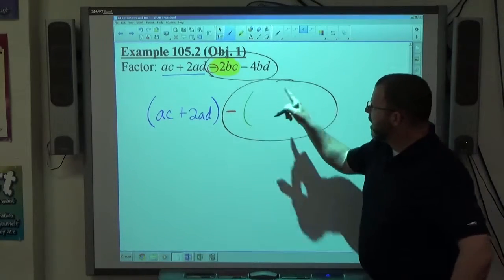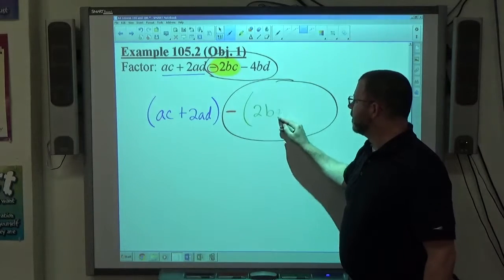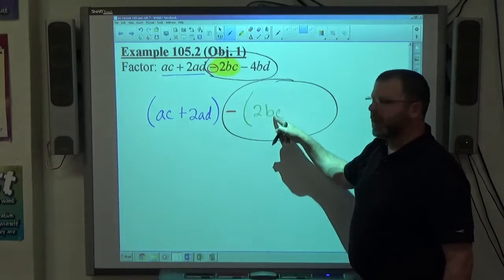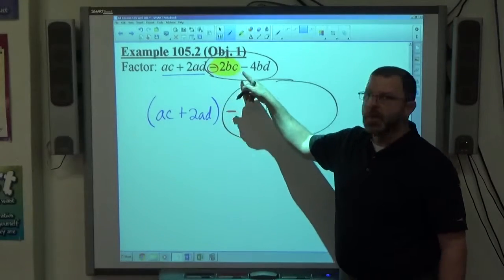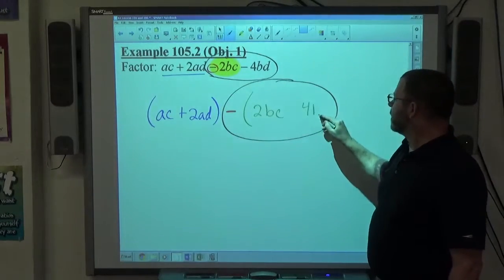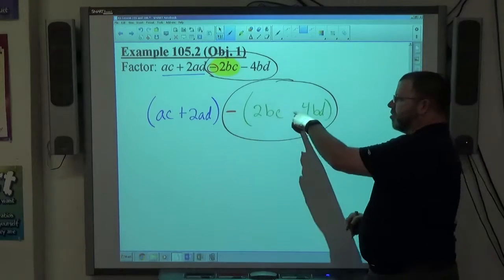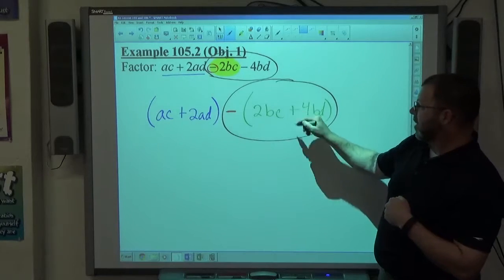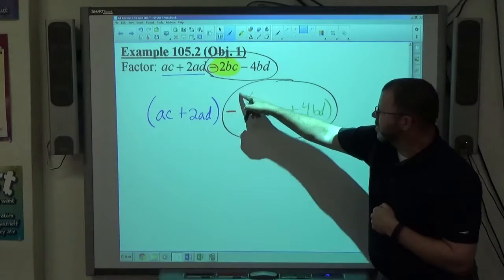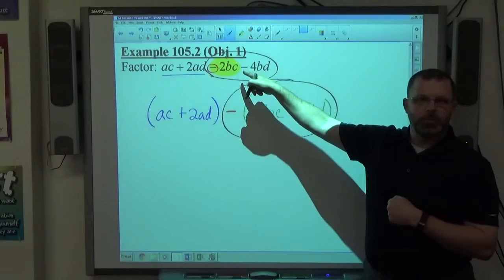So let's try this out. If I put 2bc right here and I distribute a minus sign through, what kind of 2bc is that? A negative. Negative, which is what it's supposed to be, right? If I put a 4bd here, what sign should I put in front of it so that it becomes negative? A positive. A plus sign goes here so the minus, when it distributes through, goes back to the original expression.